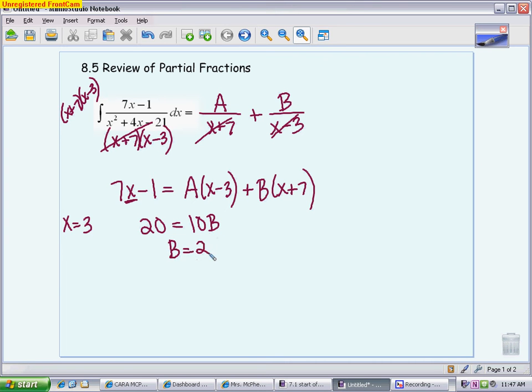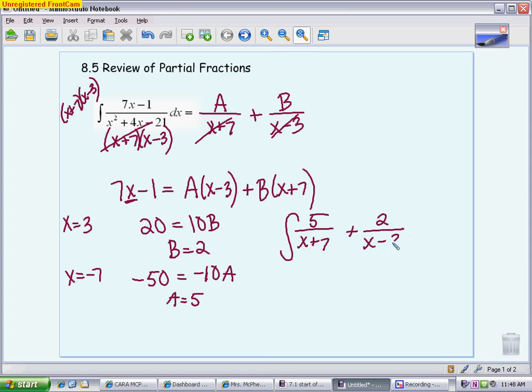Now I'm going to do the same thing, but this time I'm going to choose x to be negative 7, because that's going to eliminate one of my terms. When I put negative 7 in the left side, I'm going to get negative 49 minus 1, which is negative 50. When I put it into the A term, I'm going to get negative 10A. And when I put it into the B term, it will cancel. So I divide both sides by negative 10, and I get A to be 5. So essentially what you've done is you've figured out a new way to write your integral, and it's going to be written as A, which is 5, over x plus 7, and B, which is 2, over x minus 3.